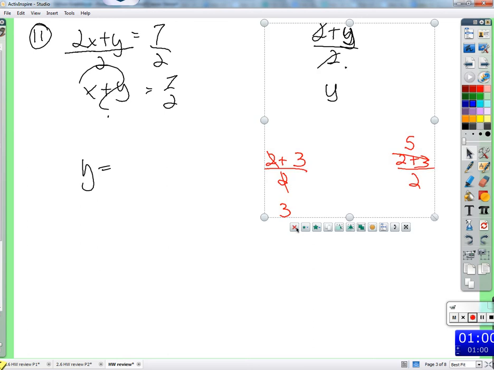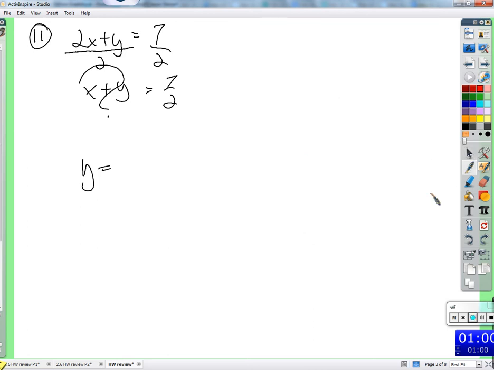Now, that's not a proof of why it's not working, but it is proof that it doesn't work all the time for any value of y. I just plugged in 3 for y and it didn't work. So it must not be true that we can just cancel things out like that.